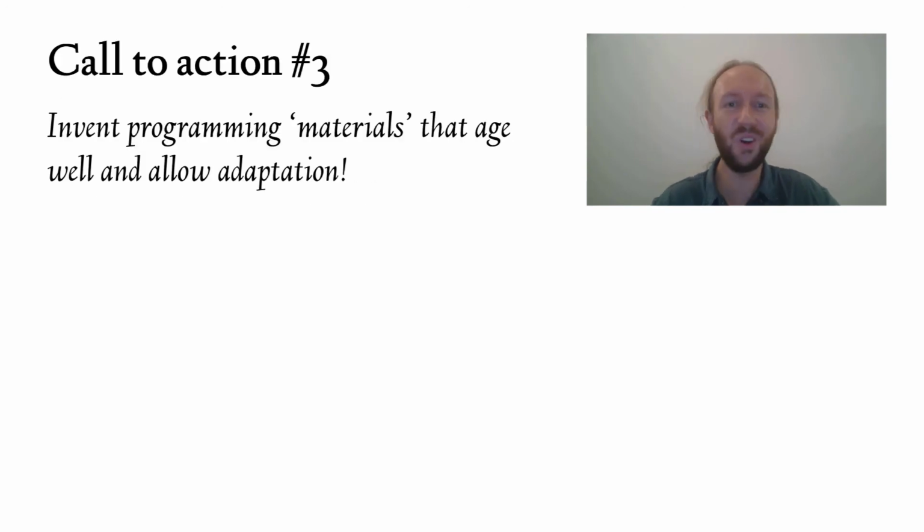So my third call to action from the talk is to really think about the materials, the stuff from which we are building software, and invent materials that age well and allow adaptation. By that I mean I think that involves a lot of having access to how the thing is built so that it can be modified without having to be completely rewritten. The question about materials that age well, I don't have an answer to that one, so this is still an open question.